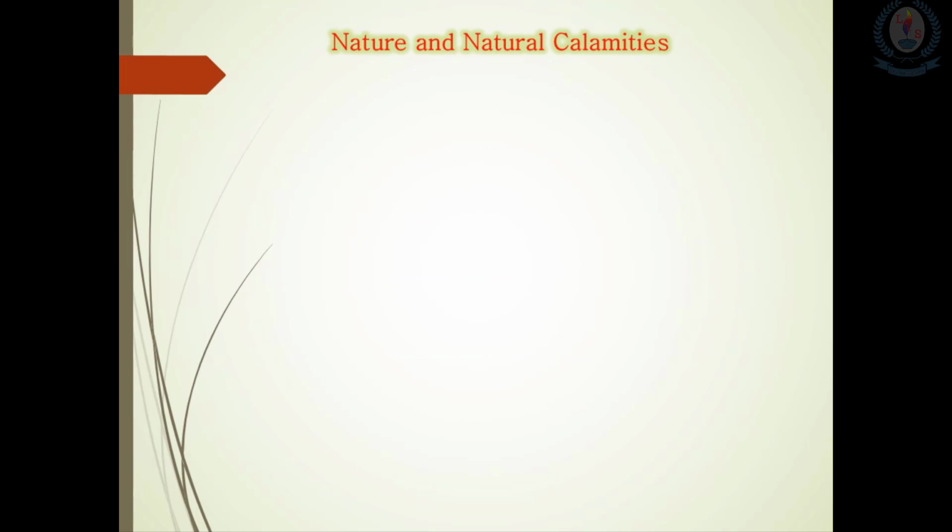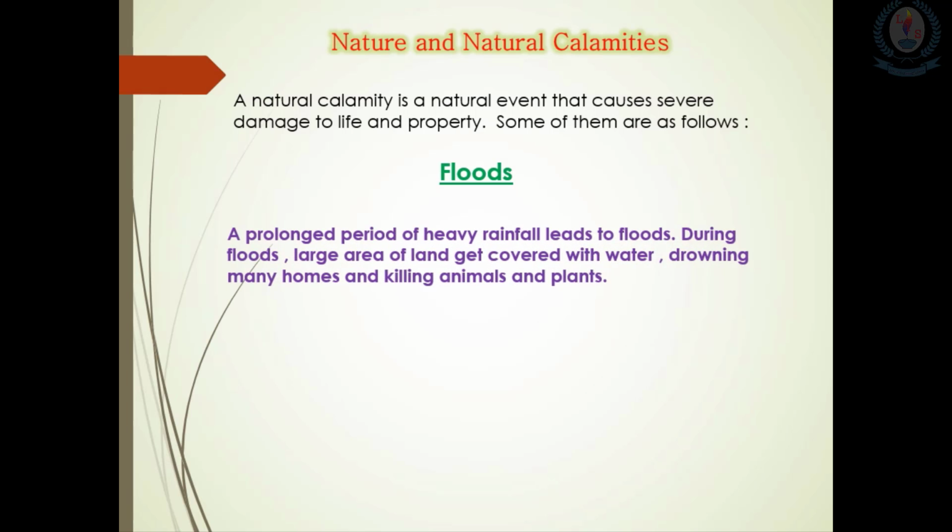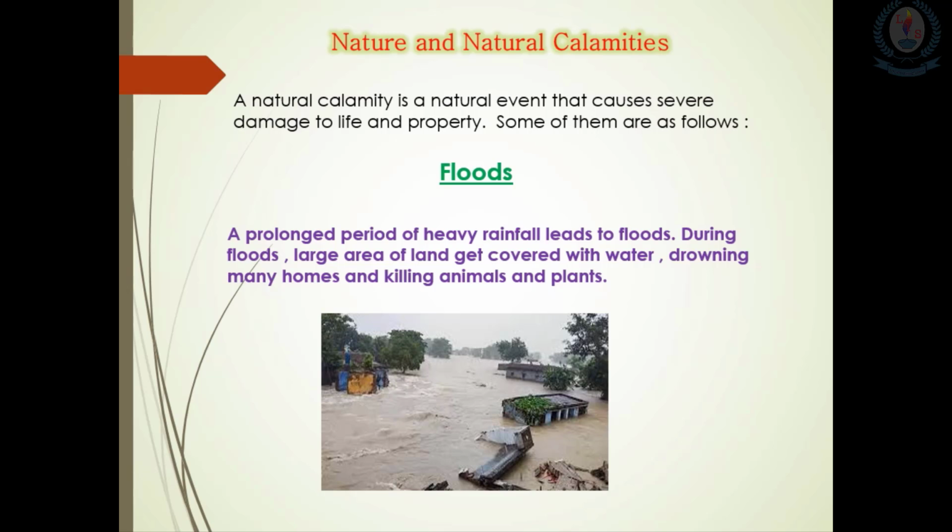Children, in page number 99, we can learn about nature and natural calamities. A natural calamity is a natural event that causes severe damage to life and property. Tell me children, what is a natural calamity? Yes, a natural calamity is a natural event that causes severe damage to life and property. Some of them are as follows. The first natural calamity is floods. A prolonged period of heavy rainfall leads to floods. During floods, large areas of land get covered with water, drowning many homes and killing animals and plants. Children, now you can see a picture of a flood here.